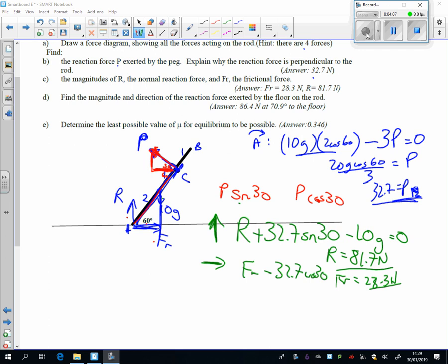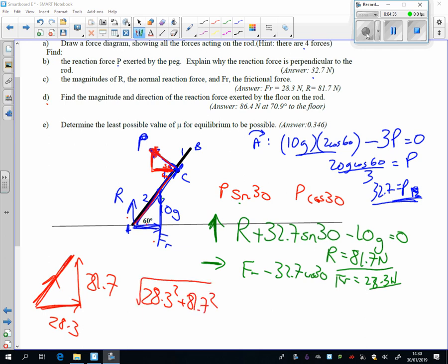Just moving down a bit to finish off, that we've been told of part D, took me a while to think about this, but it is simply, what we're saying is that the friction force here is 28.3, the normal reaction force here is 81.7, and all we're being asked for is, well, what is the resultant of those 2 things? So it's the good old vector stuff again, just to square them together, sort of square it, add square root, and so that distance there, or that force there, is 86.4. I think I got 86.5 when I did it the first time, but 86.4 newtons.